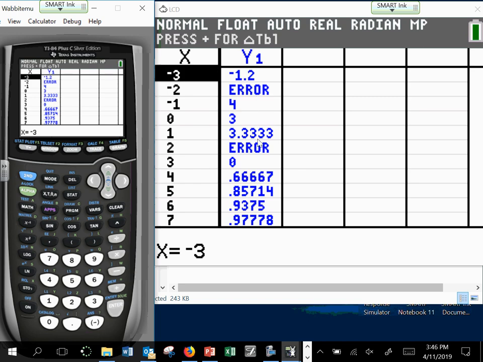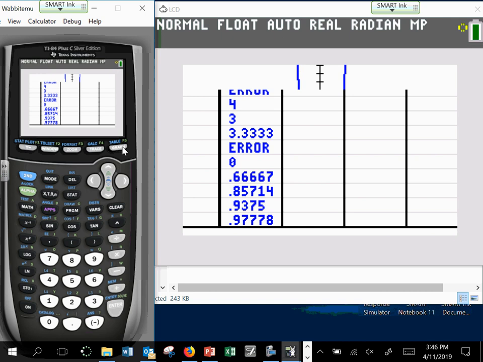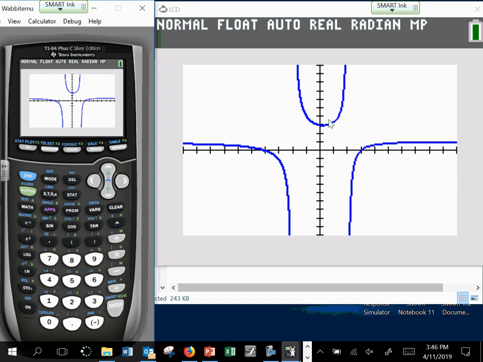Every time you see an error, it's either an asymptote or a hole. And so that's the problem. Your table will show you where the asymptotes and holes are, but you can't tell which is which. Your graph shows you the asymptotes, but it doesn't show you the holes. So we have to use those together to make sure we can see both of those. So that's the first thing, just how to graph one of these, and then we're going to talk about asymptotes and holes a little bit later.